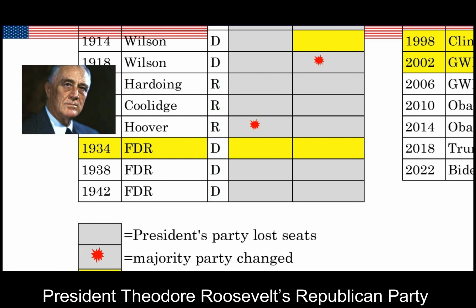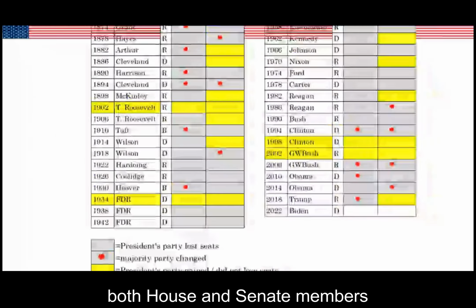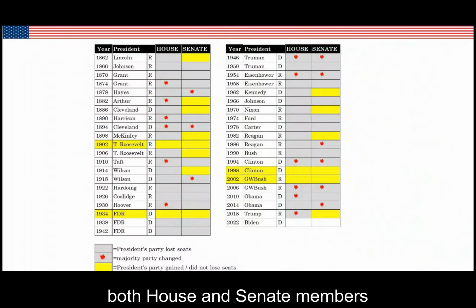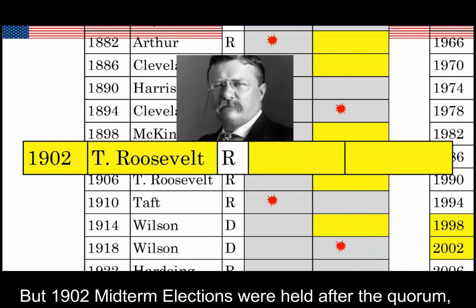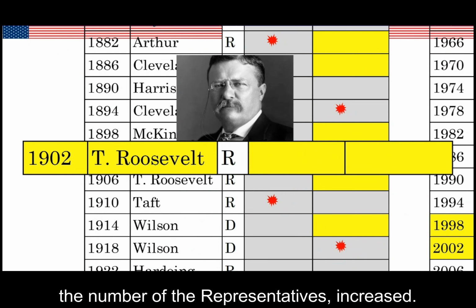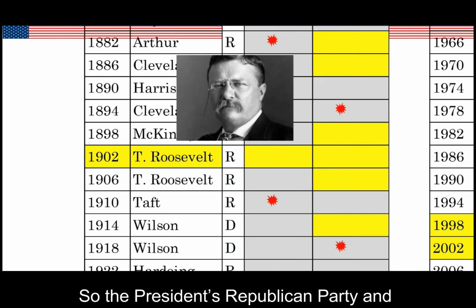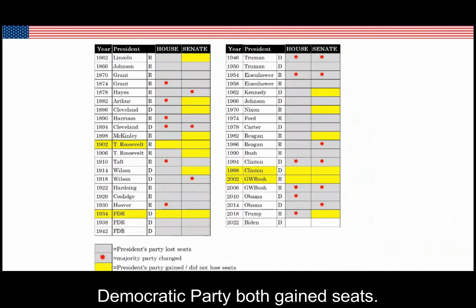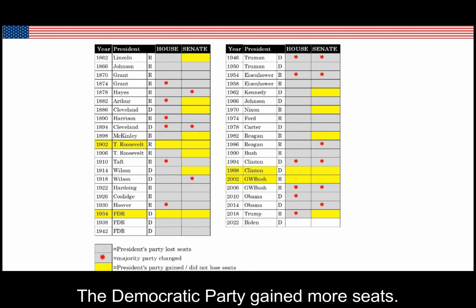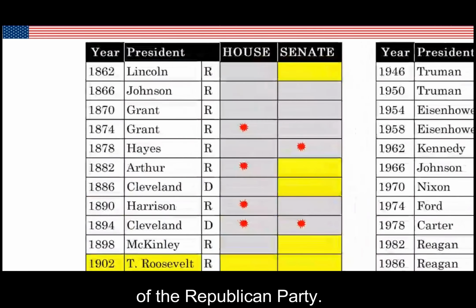President Theodore Roosevelt's Republican Party also increased the number of both House and Senate members. But the 1902 midterm elections were held after the number of representatives increased. So the president's Republican Party and the Democratic Party both gained seats. The Democratic Party gained more seats. You can't say it was a victory of the Republican Party.